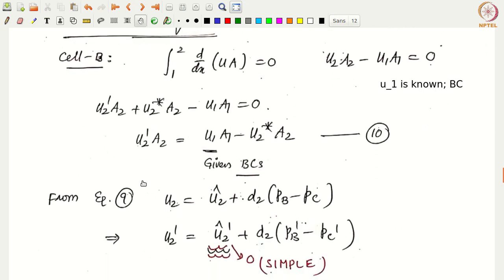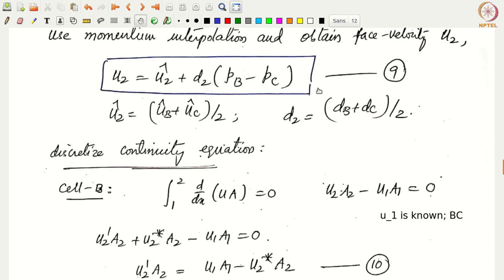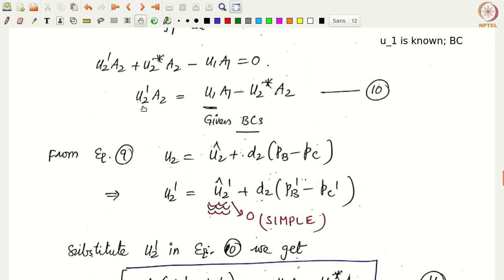Now what we can do is, of course, take the momentum interpolated phase value. In order to substitute for u2 prime, we have to go back and look at equation 9, that is your momentum interpolated phase value, and obtain the prime equation in terms of pressure correction. So from the momentum interpolated phase value, we have u2 equals u2 hat plus d2 times (pB minus pC), right? If I subtract the corresponding equation for stars from this equation, what you get is an equation for primes. So this minus u2 star would give me u2 prime.